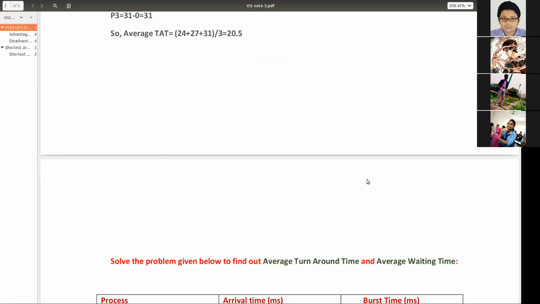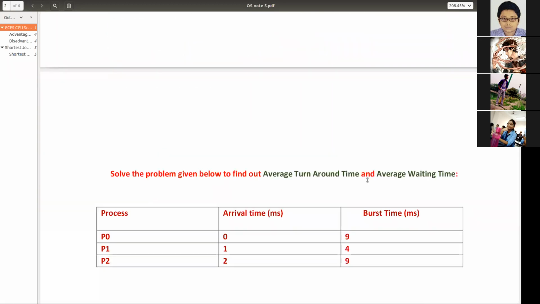Next, I have told you to solve this one, where again there are 3 processes. Their arrival times this time are not the same; their arrival times are different. Burst time is given, and this time it is given in the time unit millisecond, ms. Whatever time unit is specified in the question paper, we will specify the same time unit in the answer. There is nothing much to think about. If it is second, we will mention second. If it is millisecond, we will mention millisecond.